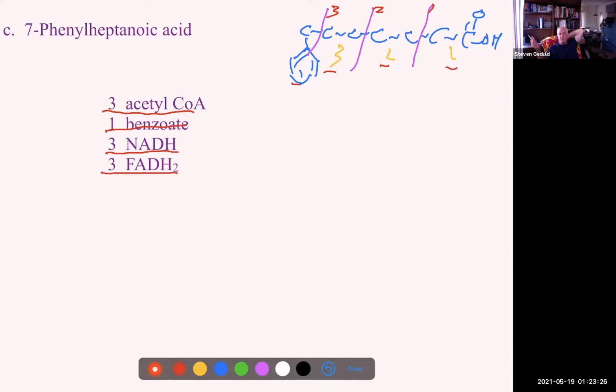Remember, every NADH gives you 3 ATPs. Every FADH2 gives you 2 ATPs. Every acetyl coenzyme A run through the citric acid cycle gives you 12 ATPs, because it gives you 3 NADHs, 1 FADH2, and 1 GTP. Okay. I think I had one more to do.